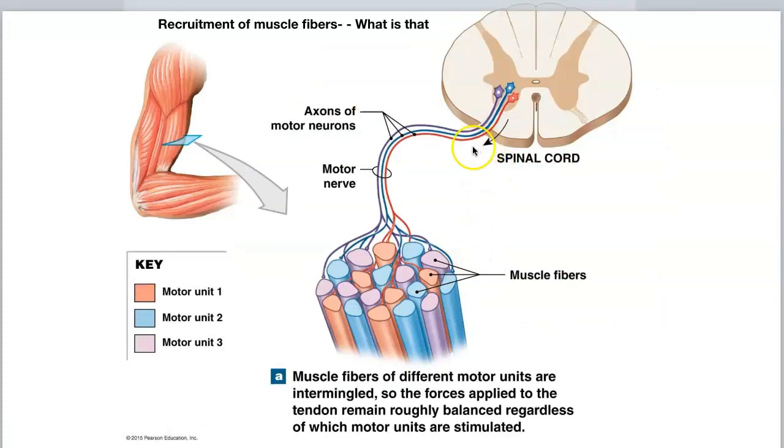This is just the same thing, recruitment of muscle fibers. We have multiple motor neurons going to a single muscle. It's not like one motor neuron is going to one muscle. This one muscle has multiple motor neurons going to it, and depending on the job that it needs to do, your brain will figure out how many of these motor neurons it needs. It's pretty cool.